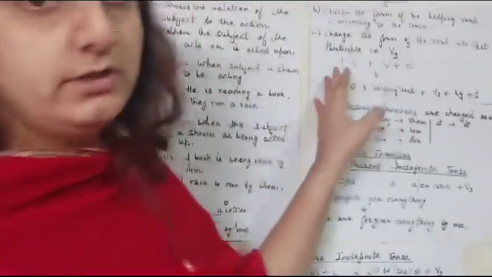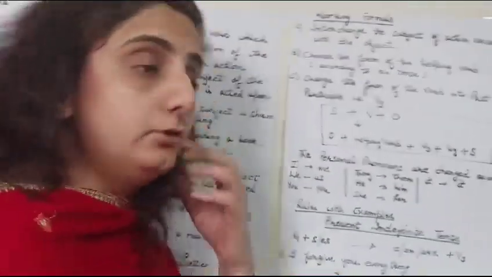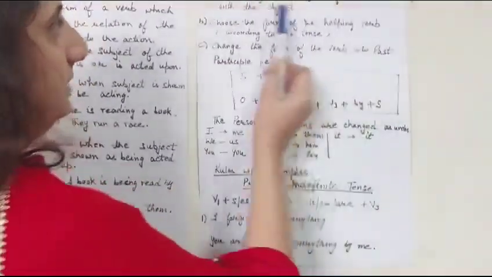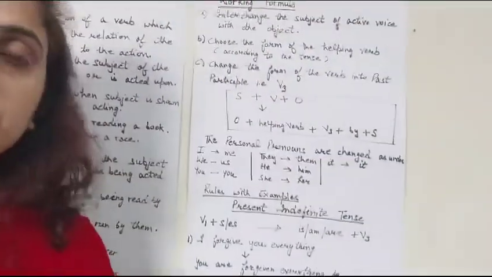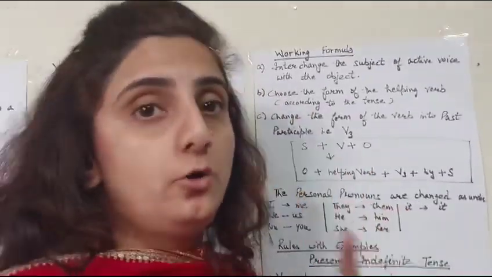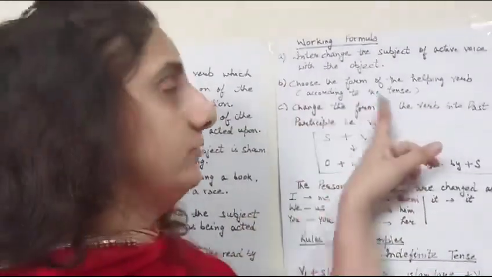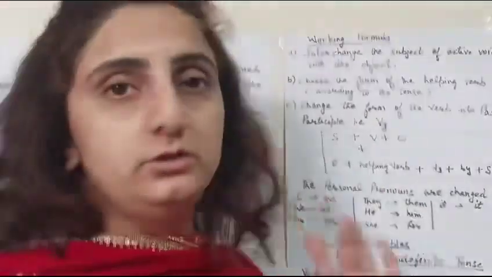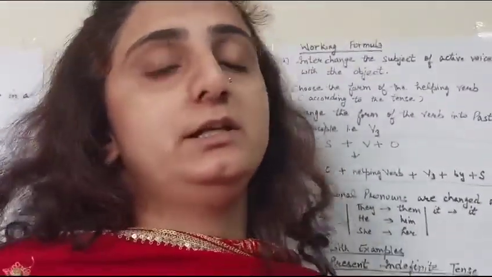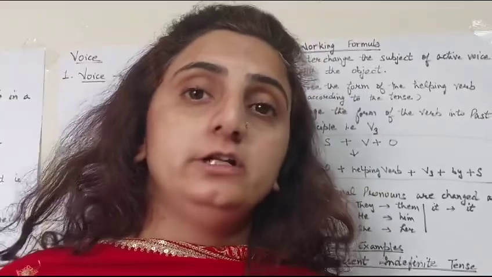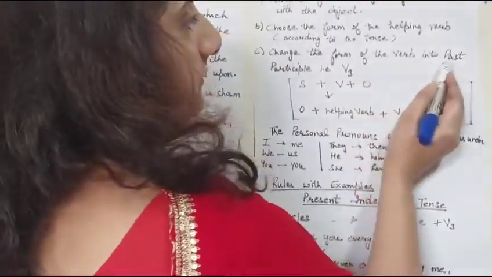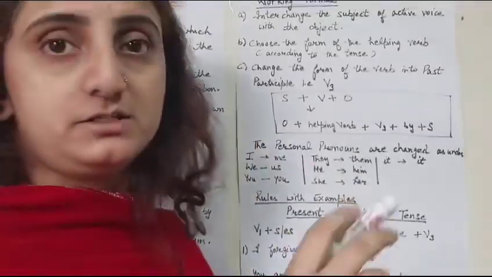So the working formula, let's discuss the working formula. Interchange the subject of active voice with the object. First we have to interchange the subject with the object. And second, choose the form of the helping verb according to the sentence. We will be choosing the helping verb, for example is, am, are, was, were, according to the tense and the subject. And last, change the form of the verb into past participle.